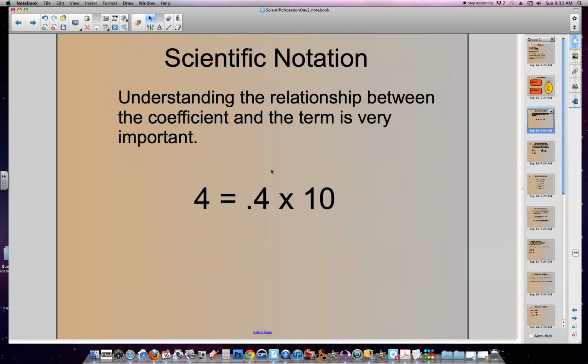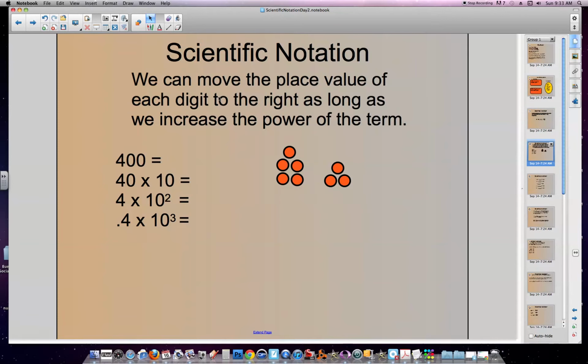To begin with, we have to understand that the relationship between the coefficient and the term is really important. If we take a look here, we can represent the same value in a lot of different ways. 400, which is really 400 times 1, is the same thing as 400. However, if we take the coefficient and divide it by 10, 400 divided by 10 is 40. We just move the 4 over one place value to get to 40. Then, as long as we increase the term by a power of 10, we still get 400.